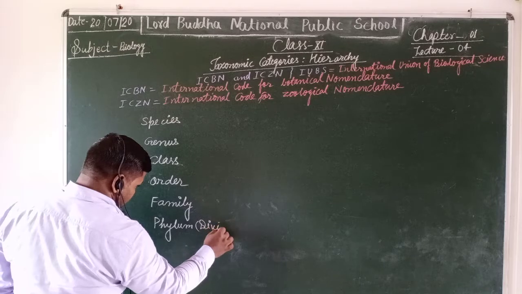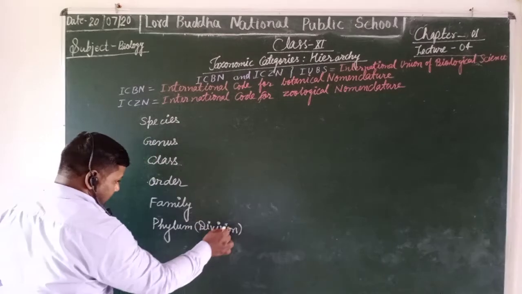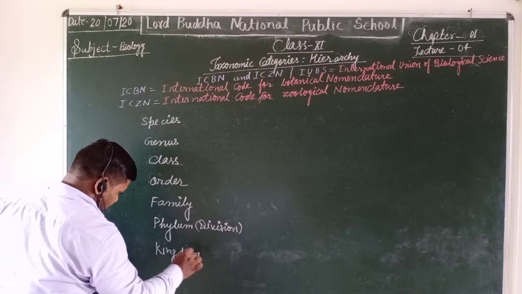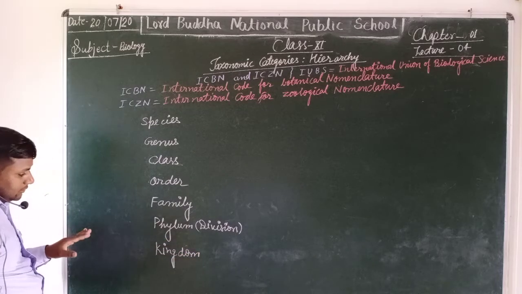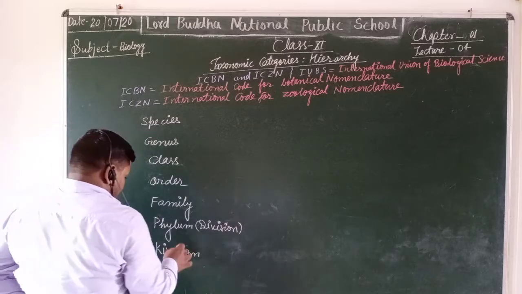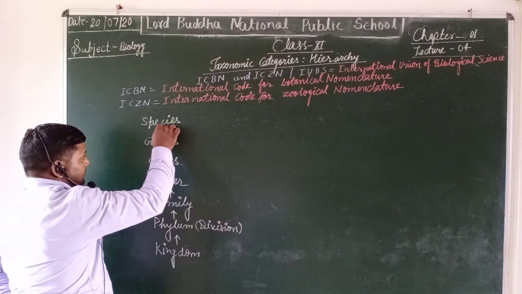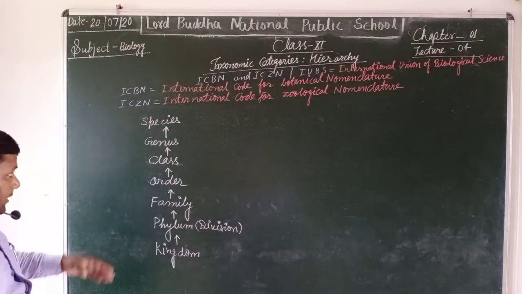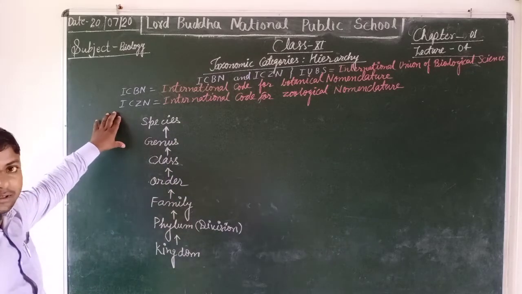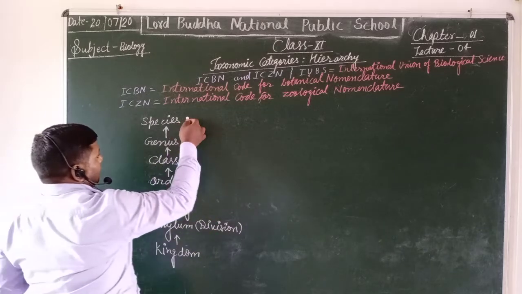The term division is used for plant species classification, and lastly, the highest category of taxonomic level is kingdom. If we take these taxonomic groups in ascending order, then we will find that species is the fundamental and basic unit of classification or taxonomic categories.